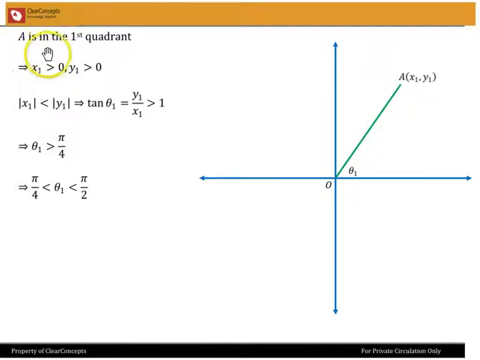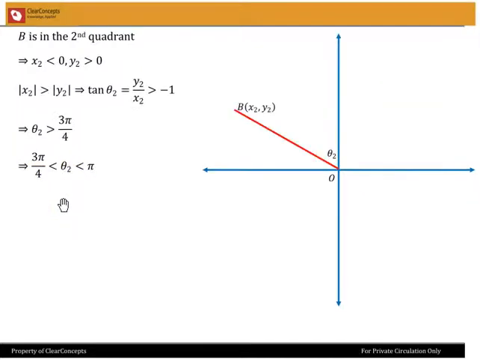We are given that A is in the first quadrant. Automatically that tells us that x1 and y1 are both positive. We are also told that |x1| is less than |y1|. Therefore tan θ1, which is y1/x1, will be greater than 1, and so θ1 will be greater than π/4. Since this is a first quadrant angle, we can conclude that θ1 lies between π/4 and π/2.